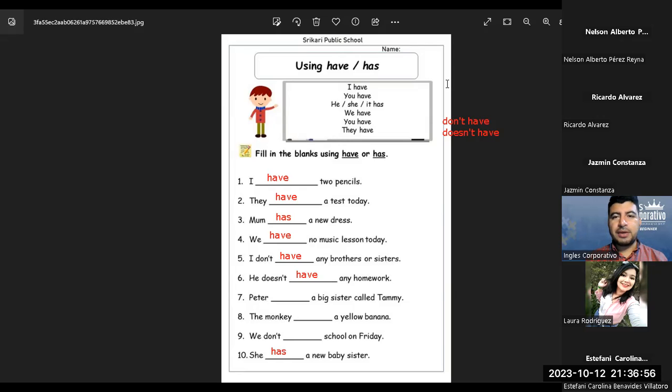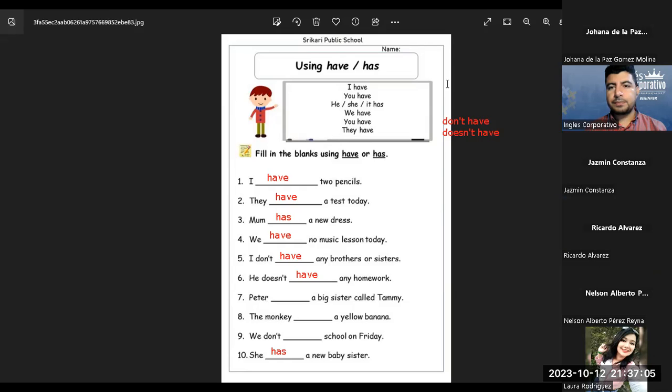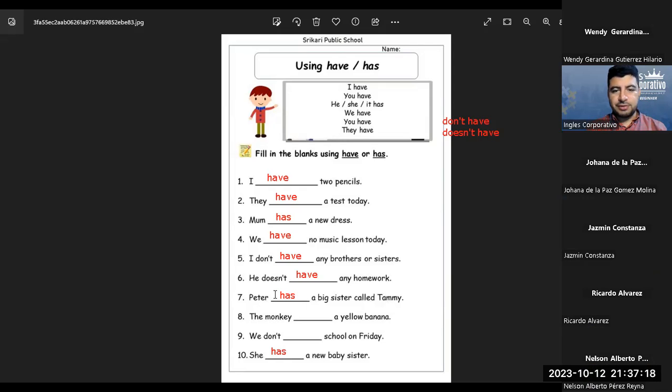Y solo tendríamos 7, 8, and 9, so in this case maybe we can have some other participation. Let's see. Joanna, number 7, Peter has. Peter has a big sister called Tammy. Wendy. Number 9. We don't have school on Friday. Perfect. That's it. And the last one, number 8, the monkey. Any idea for the monkey? Has. Thank you. Yes, has. Es tercera persona, ¿verdad? The monkey has. Thank you. Okay. Did you see? No problem with this, but sometimes it confuses. Eso confunde un poco, pero no tenemos problema.